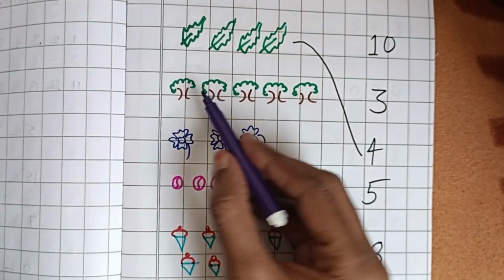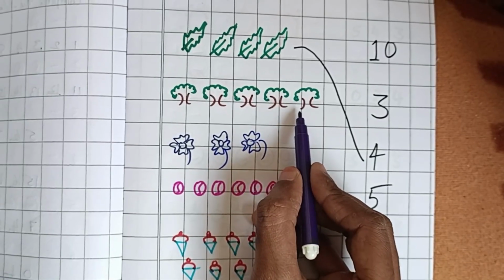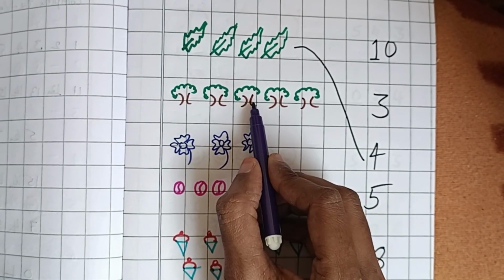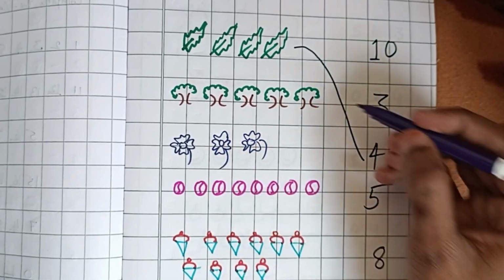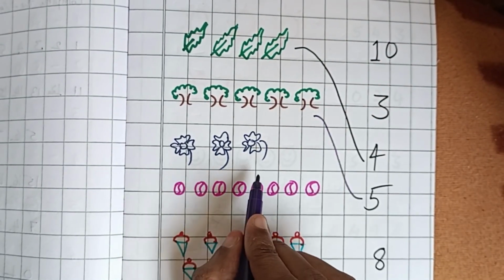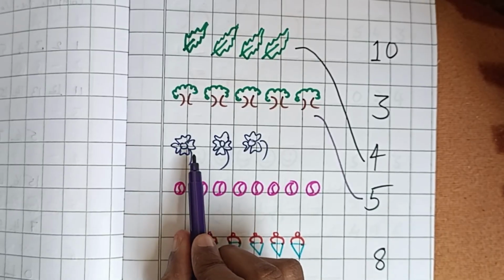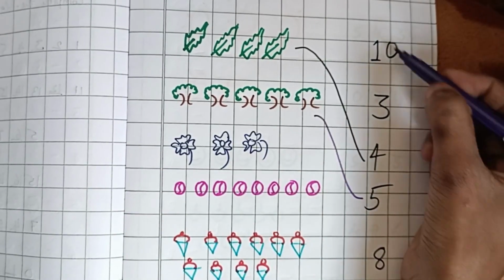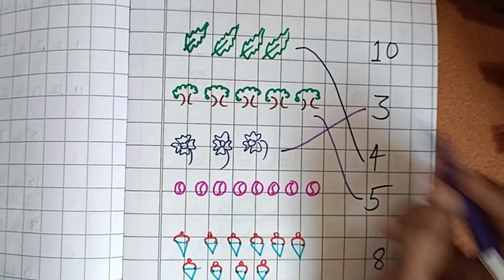Next, how many trees are there? Next, 1, 2, count, 3, 4 and 5. See, 5 here. Next, how many flowers are there here? 1, 2, 3. Where is the 3? Here. Okay, you should match this.